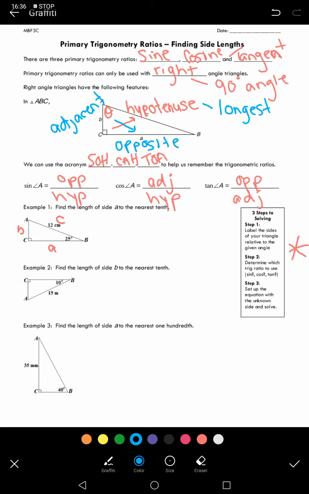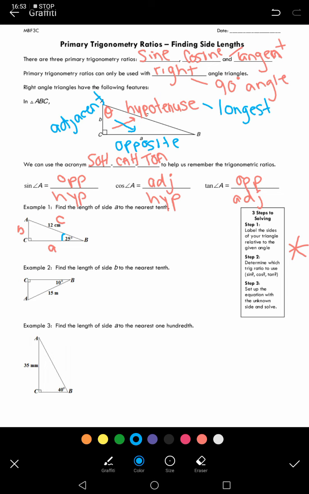It has to be one of the other two. Because we don't have angle A, we obviously can't use it. Okay, so our focal point here is going to be that 25 degrees. That means we need to label all of the sides based on the placement of that value.